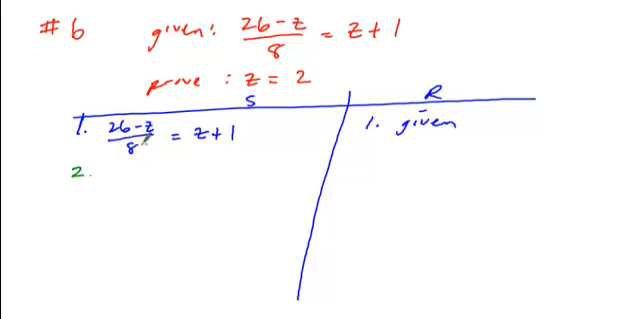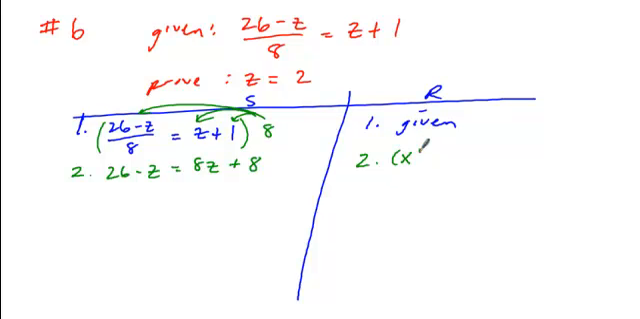And the first thing I'm going to do here is get rid of my fraction, so I'm going to multiply both sides by 8. So if I multiply both sides by 8, just distribute this to every single term in this equation. So it cancels with the denominator in the first term's fraction, leaving me 26 minus z. And if I distribute this here, I get 8z plus 8. So all I did here was I multiplied both sides of the equation by the same amount. So that's an example of multiplication property.